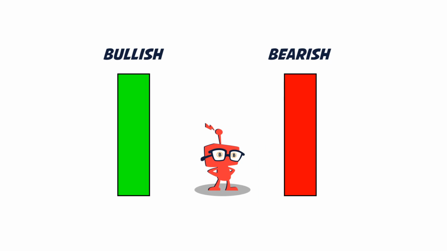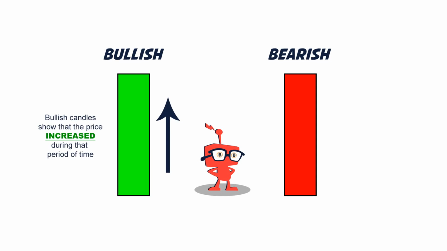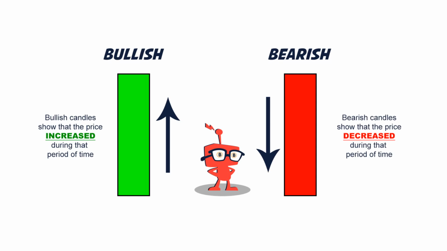Candles tend to be bullish or bearish. On the left, we have a green candle, which represents a bullish candle. That simply means the price has increased over that given period of time. On the right, we have a red candle, which is bearish, and that simply means the price has decreased over that given period of time.